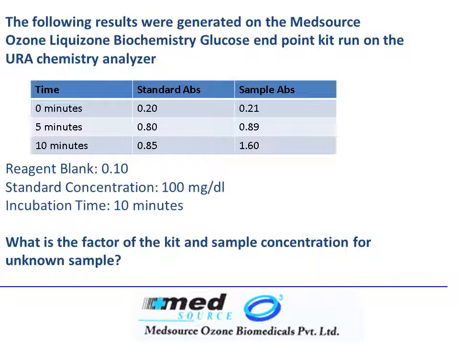The standard concentration was 100 mg per dl, and the kit says that the incubation time is 10 minutes. Now the question is, what is the factor of the kit and what is the concentration of the unknown sample? Before we go further and I explain how to calculate this, if you already have an idea how to calculate the factor and the sample concentration, my suggestion would be to pause this video and try attempting this question by yourself. Once you have reached an answer, you should go to the next slide. Otherwise, you can pause now.